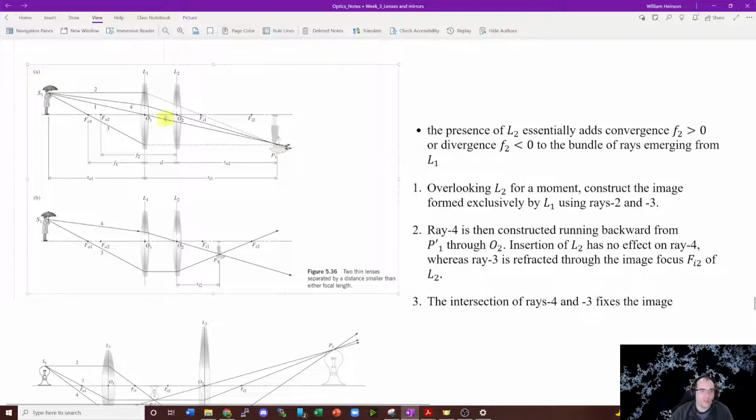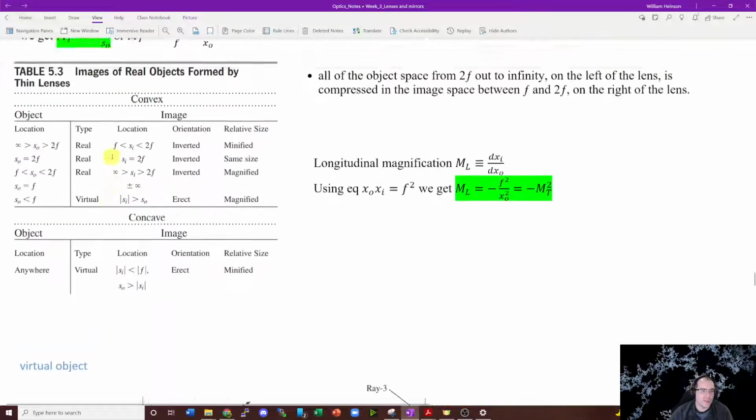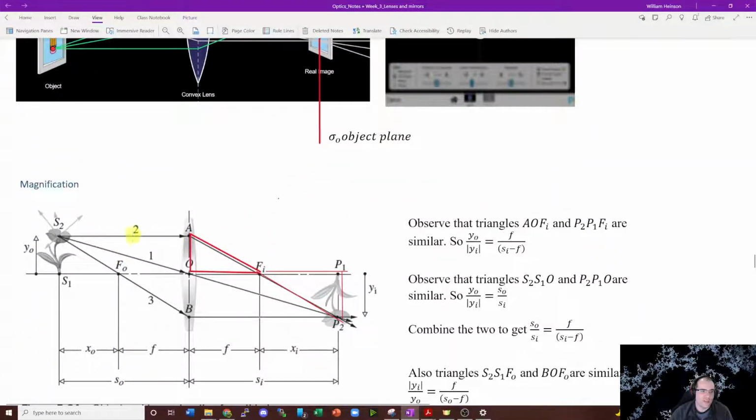So let's construct beam 4 here. We start here and go backwards, and this is the beam at this point source that hits the center of lens 2. We know if it goes through the center of lens 2, it's just going to keep going straight through until lens 1. That's where this beam comes in. We keep that beam here, and then we get these two crosses here. So let's go over that again. We're going to construct some beams here, just like we constructed here.